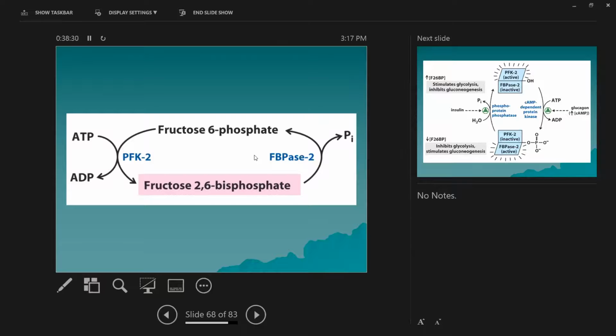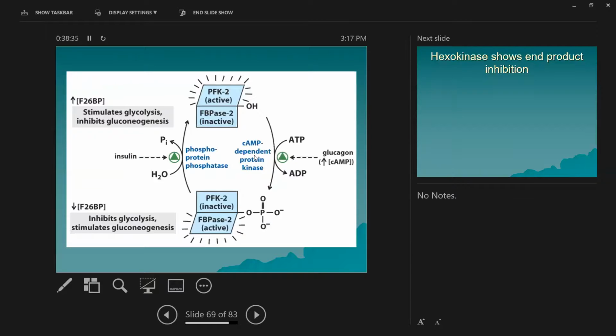The phosphoprotein phosphatase removes that phosphate group and it activates. Yeah. So now this particular activity is ascendant. This one is not. When it's dephosphorylated, this activity is ascendant. This one is not. Wait, one more time. So PFK2 is when it is not phosphorylated. When it's dephosphorylated.